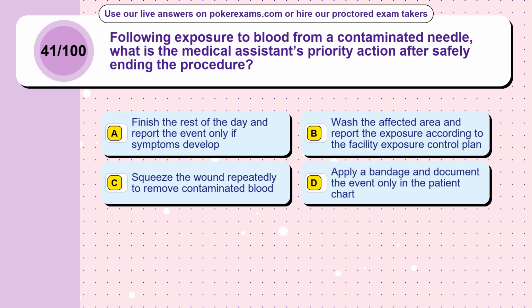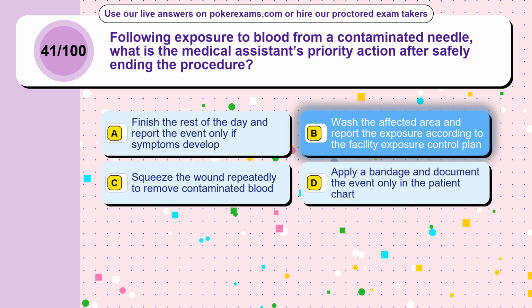Option A. Finish the rest of the day and report the event only if symptoms develop. Option B. Wash the affected area and report the exposure according to the facility exposure control plan. Option C. Squeeze the wound repeatedly to remove contaminated blood. Option D. Apply a bandage and document the event only in the patient chart.